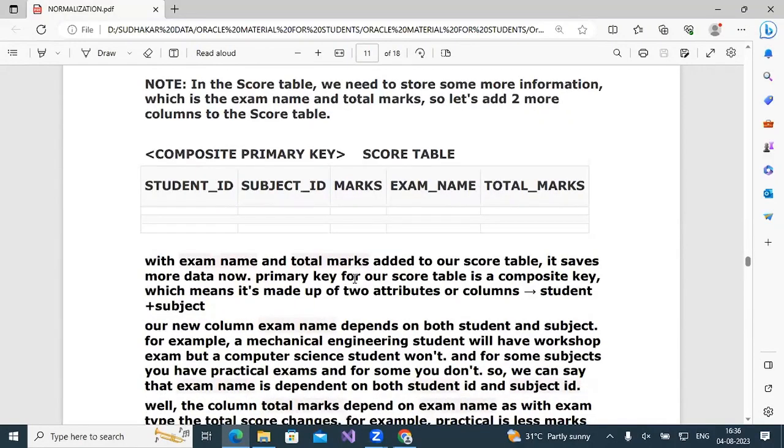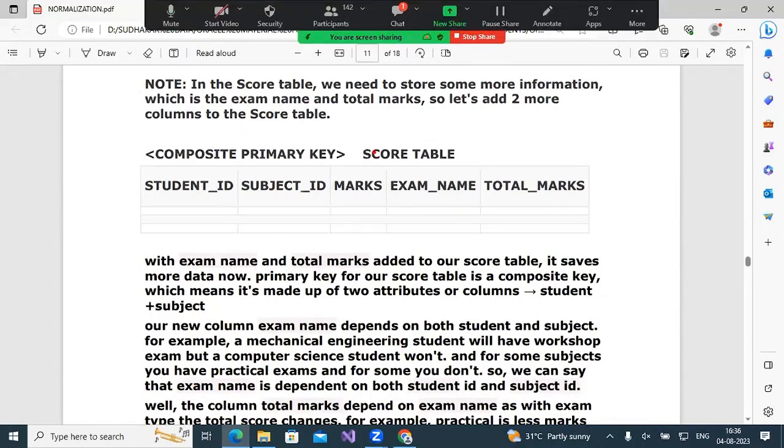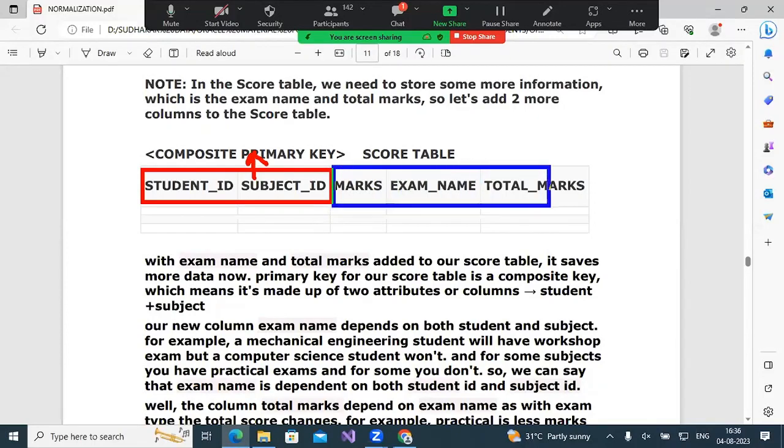Now carefully observe, don't hurry, think practically and tell me. Suppose your same score table, which I took previously: student ID and subject ID are both composite primary keys, both are primary key columns. The non-primary key columns are marks, examination name, total marks.